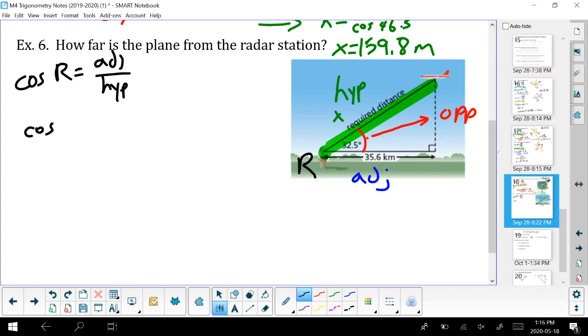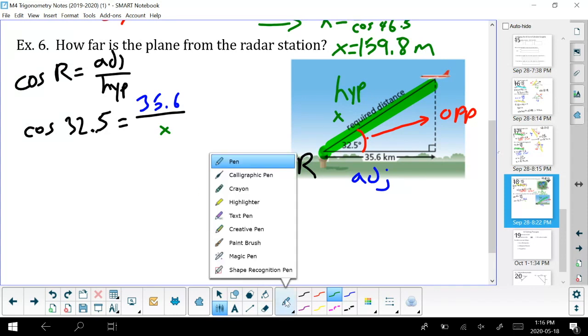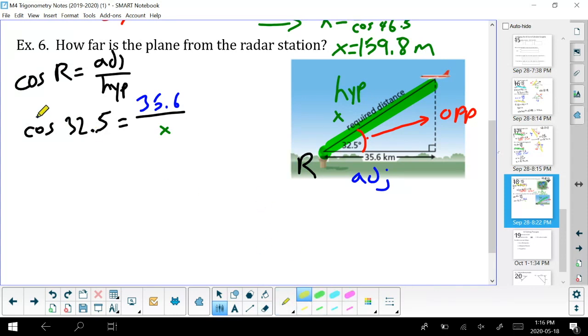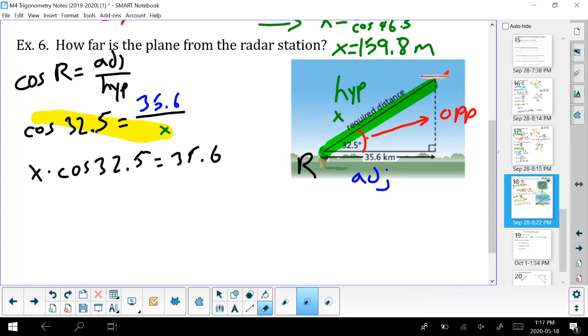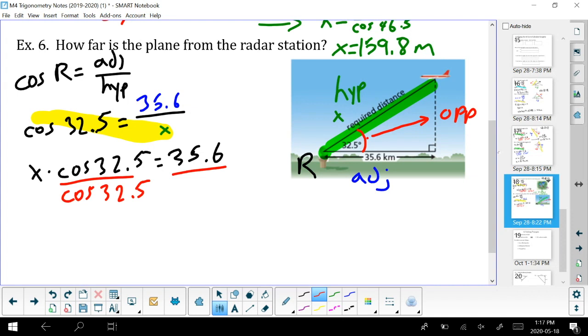So cosine of 32.5 is equal to your adjacent side, which is 35.6, and your hypotenuse, which is x, leaves us with this equation. Once again, let's go ahead and get rid of that denominator of x by multiplying both sides by x. And we get x times the cosine of 32.5 is equal to 35.6. We can divide both sides by the cosine of 32.5.